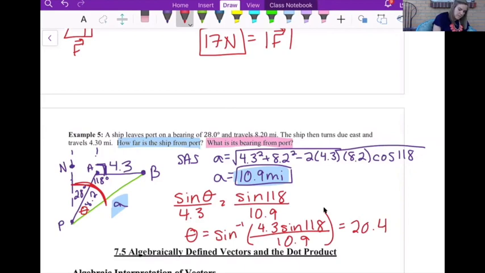So then our bearing, again, is this whole angle. So that would be 28 plus 20.4, which would be 48.4 degrees.